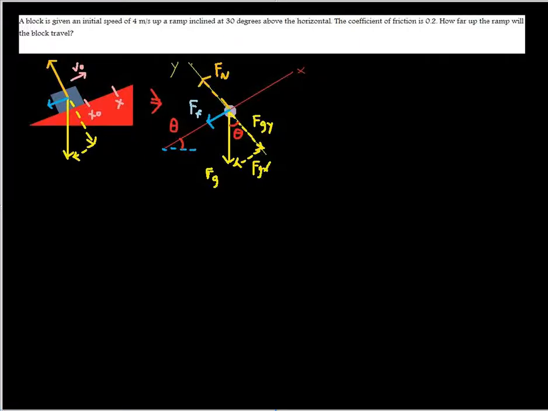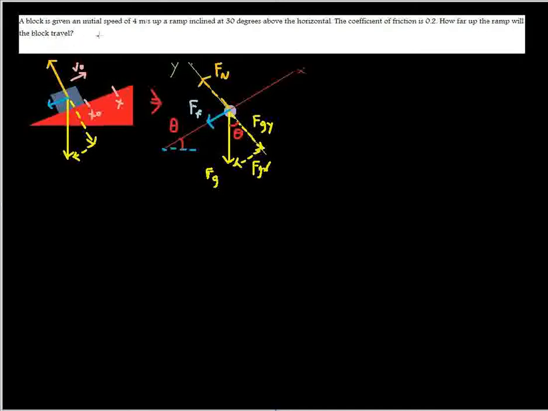Okay, for this problem, I've already actually set up a lot. A block is given an initial speed of 4 meters per second up a ramp, inclined at 30 degrees above the horizontal. The coefficient of friction is 0.2. How far up the ramp will the block travel?